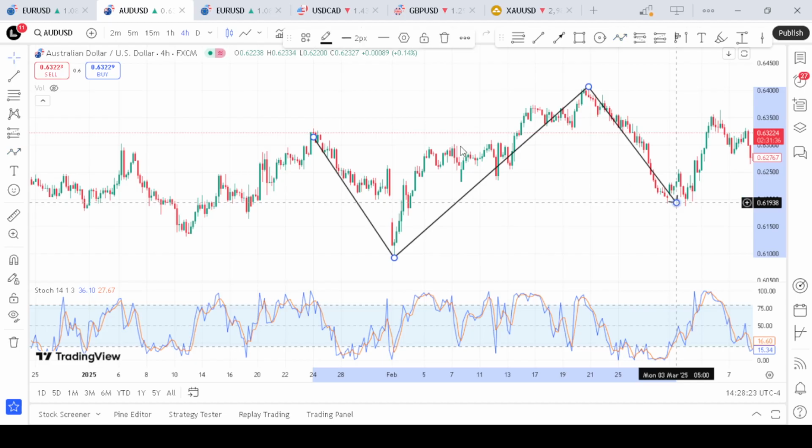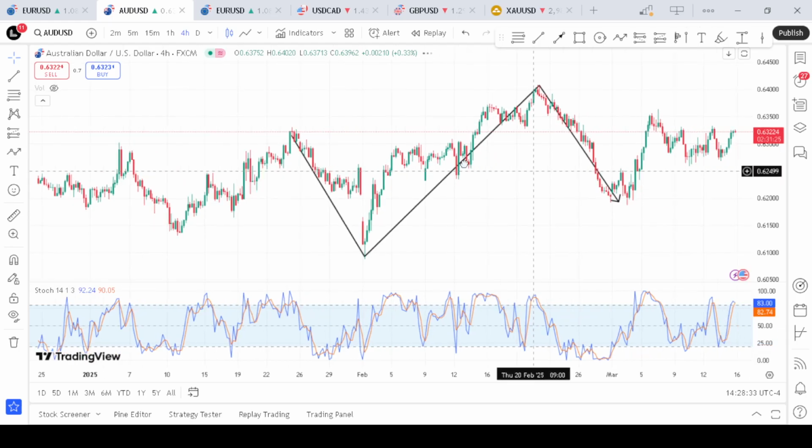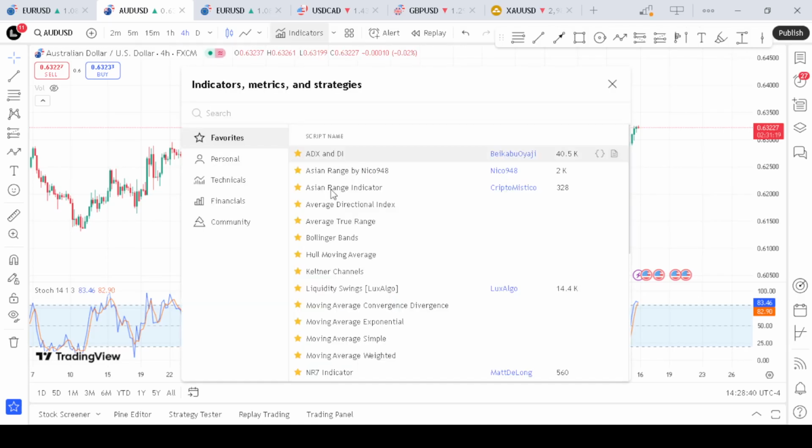You can also use your 200 EMA to look at when price is above the 200 EMA. It can show you that we are in a bullish market. So you can also use your EMA to decide the direction of the market. So, adding my EMA to the chart.